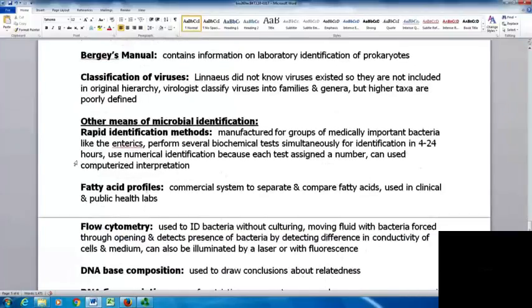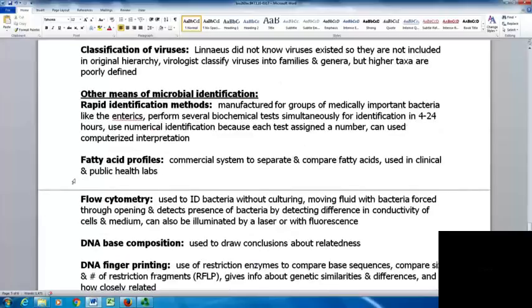There are other means of microbial identification. Rapid identification methods are becoming more and more common. They're manufactured for groups of medically important bacteria like the enterics. These perform several biochemical tests simultaneously for identification in 4 to 24 hours. Typically, a culture is going to require at least a day or two, so these are much quicker. These use numerical identification because each test is assigned a number, and then you can use a computerized interpretation.